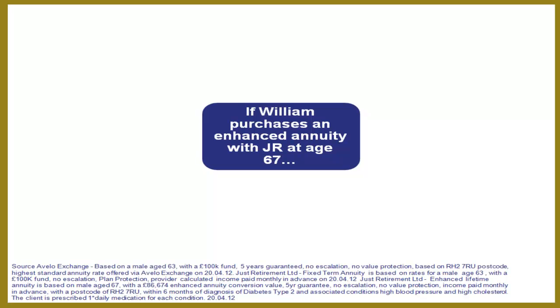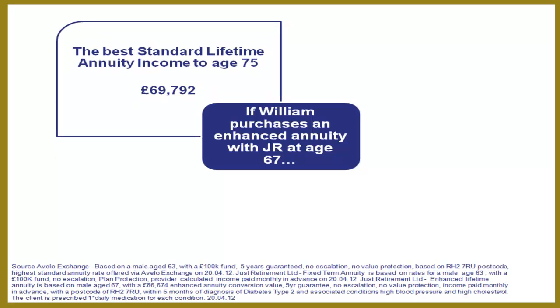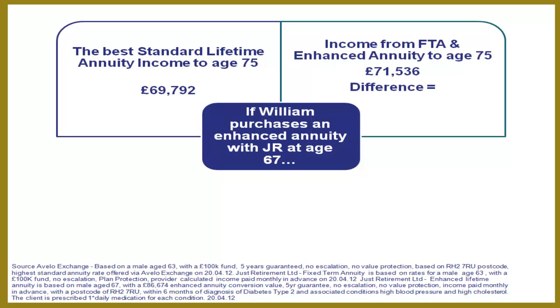So, what difference would this have made to William if he converts by purchasing an enhanced annuity with just retirement at age 67, i.e. 4 years into the term? Well, by age 75, he would have received just under £70,000 of income if he's remained in the standard rate annuity. But if he converted to an enhanced plan at age 67, his total income would be boosted to over £71,500. This is over £1,700 of additional income.